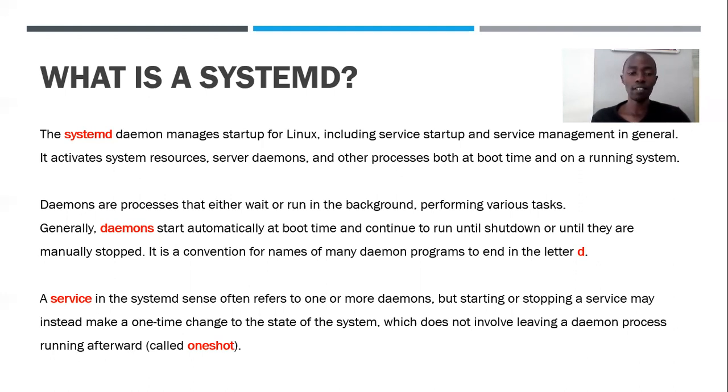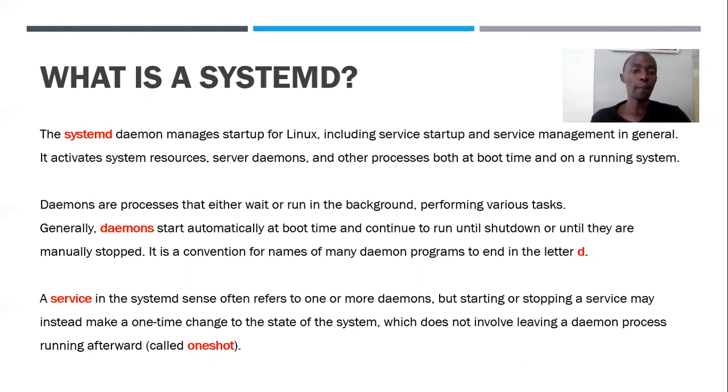Then what happens to a service? So a service in systemd refers to one or more daemons, but starting or stopping a service may instead make a one-time change to the state of the system, which does not involve leaving a daemon process running afterward. It's actually referred to as one shot. So it gives you an option, and this optionality is referred to as one shot. So with services, when you have one or more daemons together, it's like a collection of daemons. Then that becomes a what?